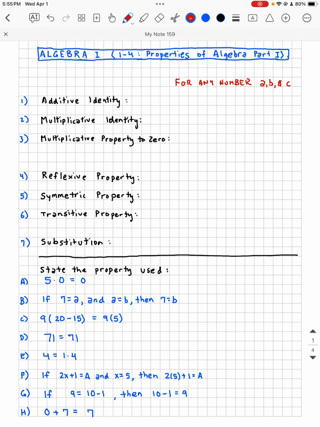In Algebra 1, section 1.4, we are going to talk about the properties of algebra, and this is going to be part 1 of a 2 part series.